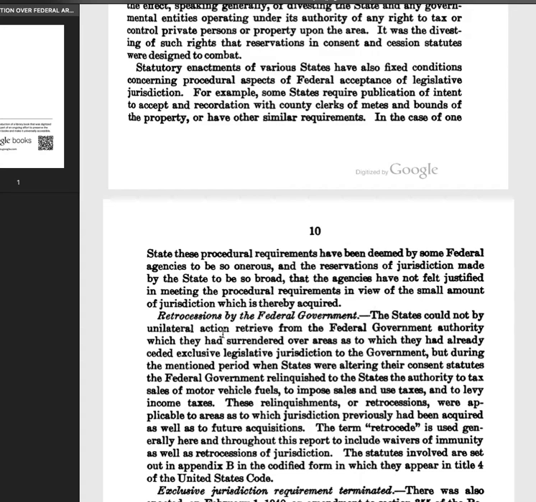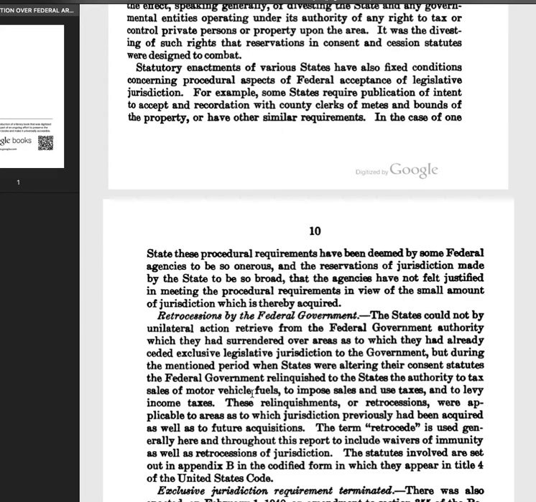The states could not, by unilateral action, retrieve from the federal government authority which they had surrendered over the areas as to which they had already ceded exclusive legislative jurisdiction to the government. But during the mentioned period when states were altering their consent statutes, the federal government relinquished to the states the authority to tax sales of motor vehicle fuels, to impose sales and use tax, and to levy income tax.